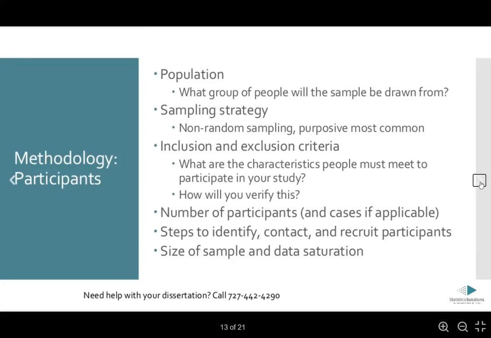One way you might do it is by distributing a survey via email through something like SurveyMonkey, where the first few questions are just screening questions to ensure that people are meeting that criteria. And then from that pool, you can decide who's in and who's out. So whatever method you intend to use to verify that, you'll want to make sure you outline that here as well.